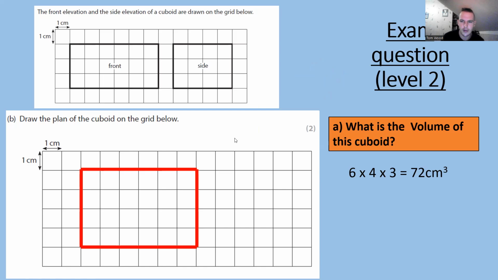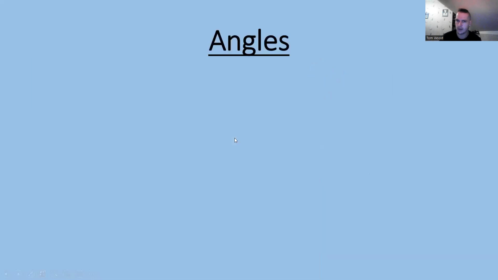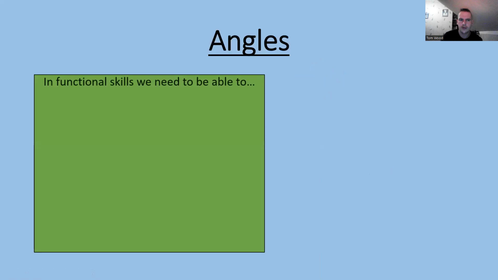What we need to have a look at now then is our angles. With angles, in regards to functional skills, what we need to be able to do is measure an angle. So we need to be able to use a protractor, obviously put that on and be comfortable measuring the angle. I'm sure most people are very comfortable with that. It's not too much of an issue.